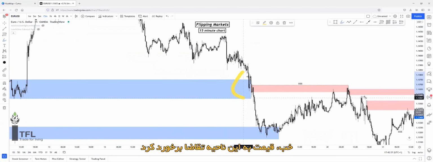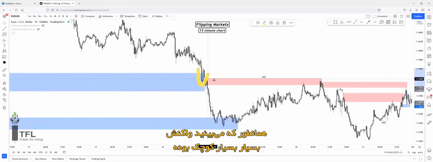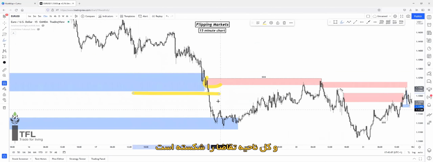Okay, price tapped this demand zone here, as you can see, had a really small reaction on it and rejection, but after this it just flipped the zone. This supply zone has flipped the zone here, as you can see, broke the whole zone.